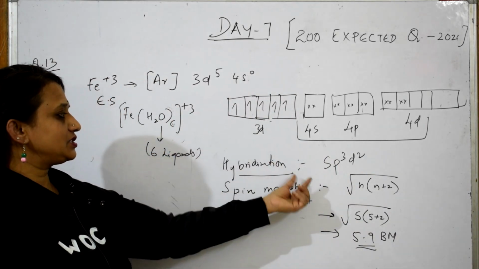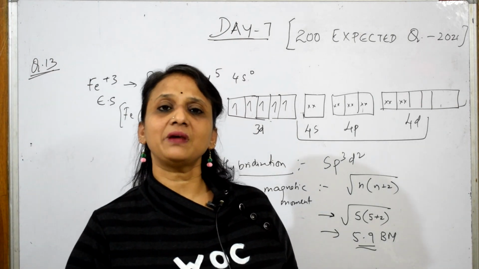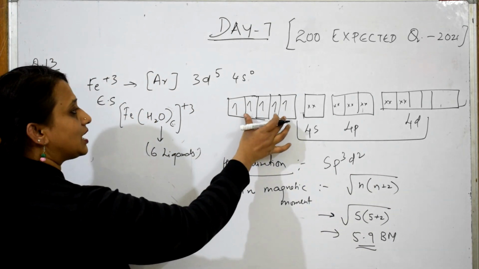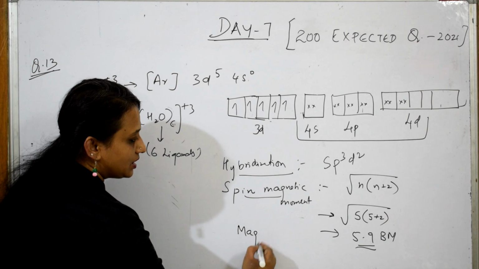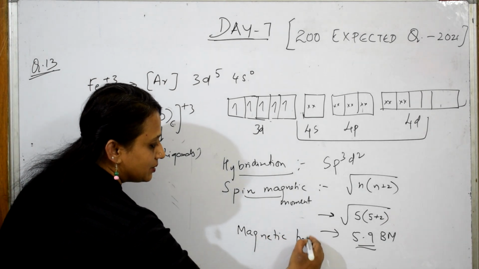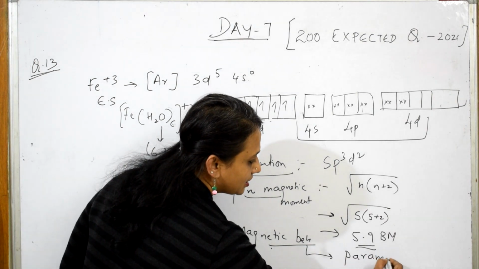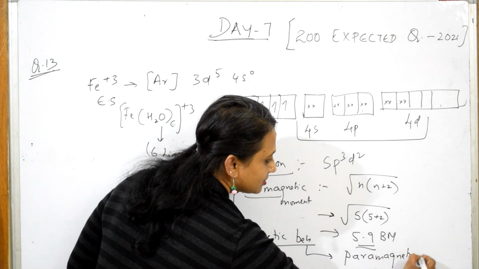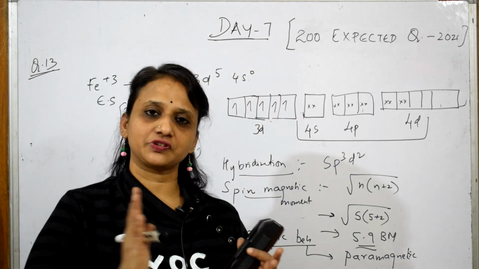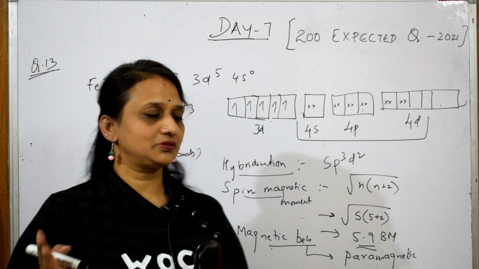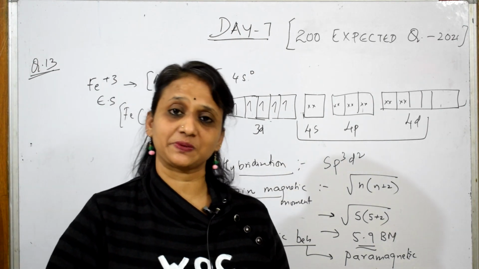No. Hybridization I got, spin magnetic moment I got. Now tell me the magnetic property, paramagnetic or diamagnetic? All are unpaired electrons, all are unpaired. So the magnetic behavior of this is paramagnetic in nature because all are unpaired electrons. So easy question, isn't it? First step, step number 2, step number 3, step number 4, step number 5. Now let us come back and see one more expected question.